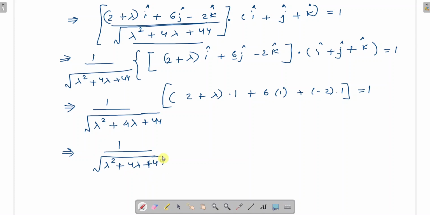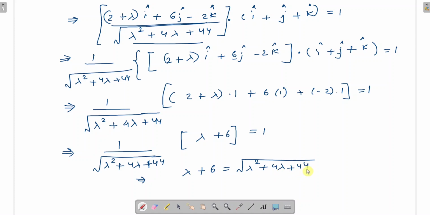Okay, then we can calculate this. So this is nothing but lambda, then 2 plus 6 will be 8 and 8 minus 2 will be plus 6, equal to 1. So this implies lambda plus 6. So we can take this to the other side. So that is root of lambda square plus 4 lambda plus 44, right?